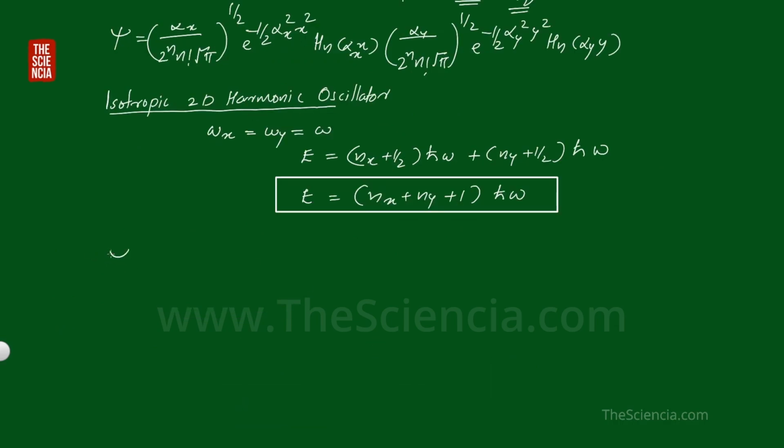Similarly, we get the wave function also. That is alpha by 2 raised to n factorial root pi into e raised to minus half alpha square into x square plus y square, into Hn of alpha x, Hn of alpha y. Okay, this will be the expression for energy and wave function of an isotropic 2D harmonic oscillator.